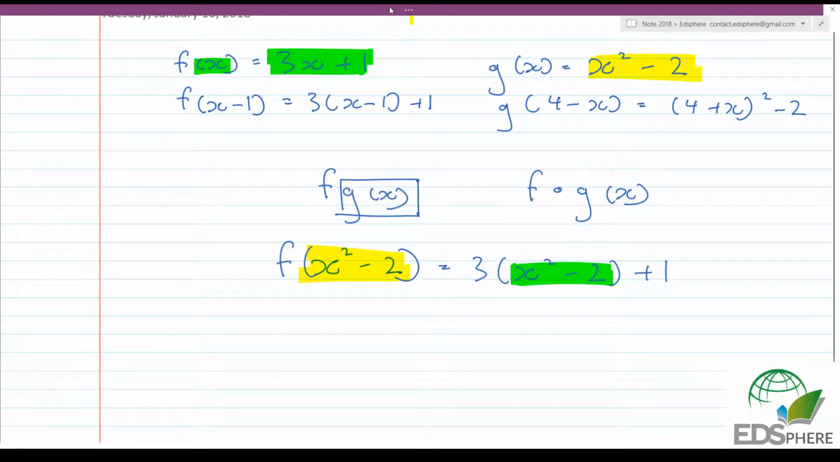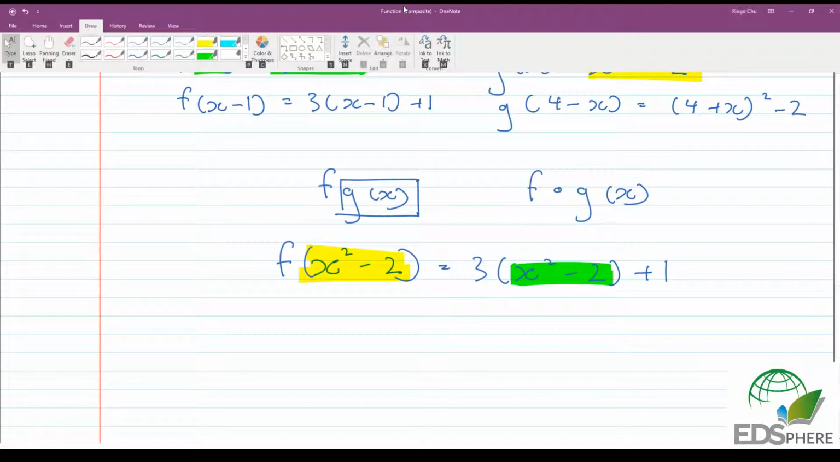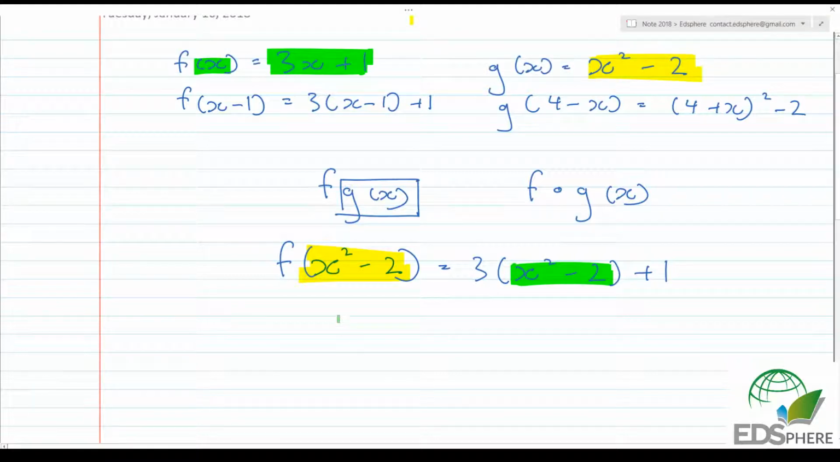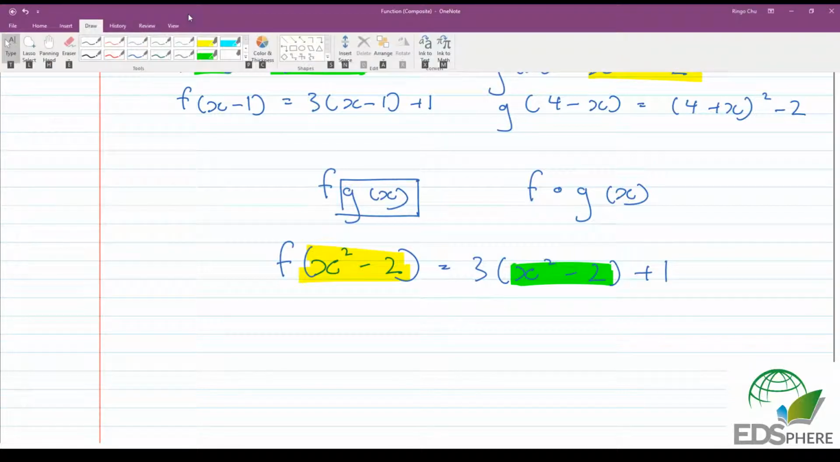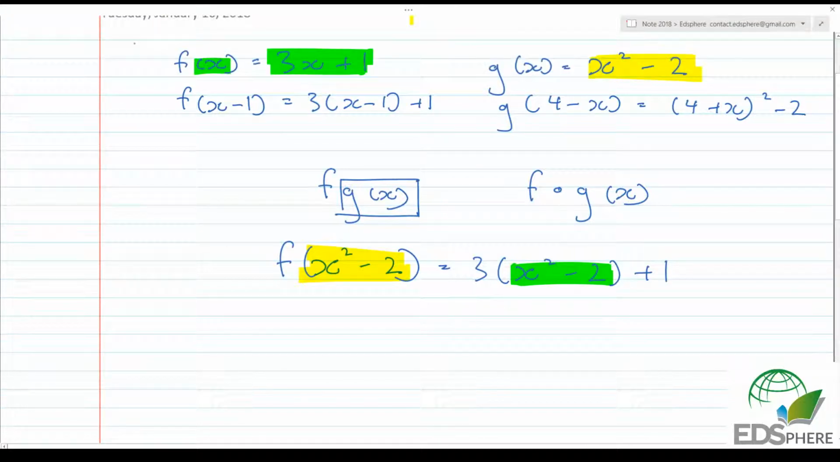So you can ask me, hey, I'm still a little confused, Ringo. Can you show me some more examples? Of course I can. So my next function that I'm actually going to look at is something complicated called f of f of x. So this is another composite function.